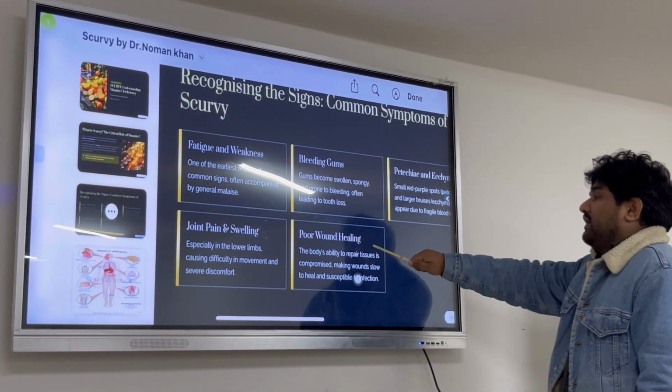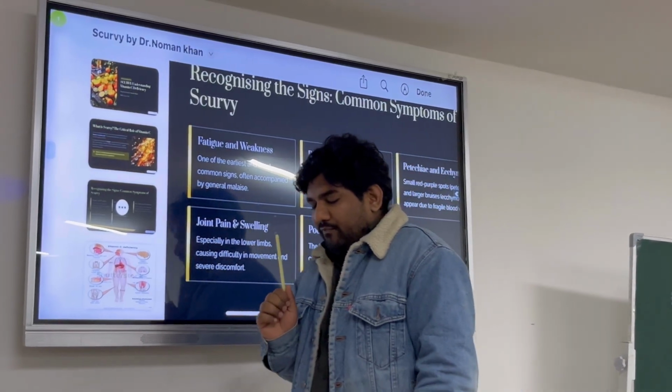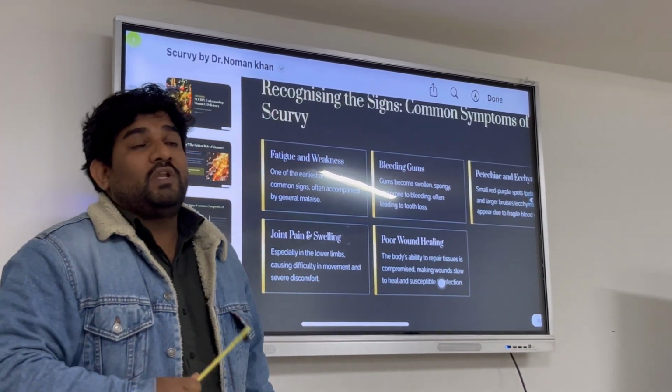Now going to poor wound healing. Vitamin C also helps in the coagulation process.